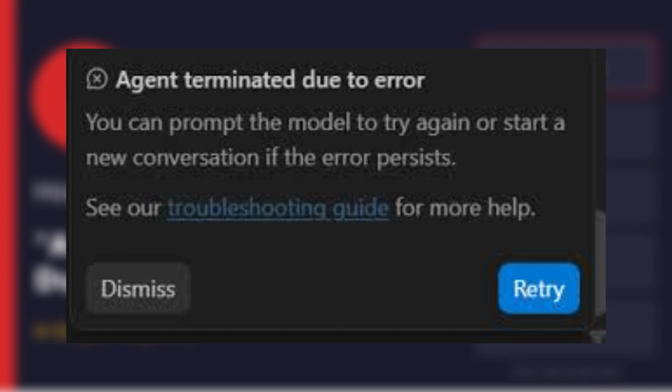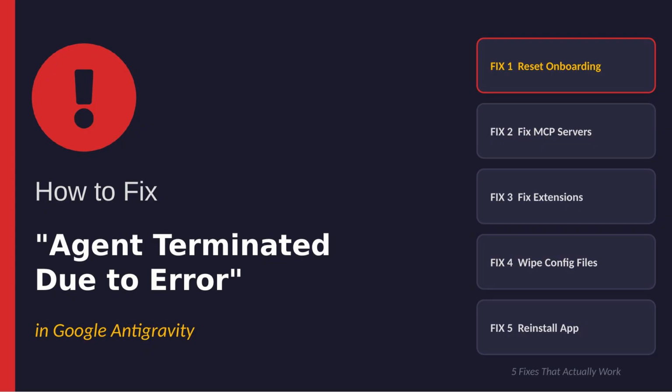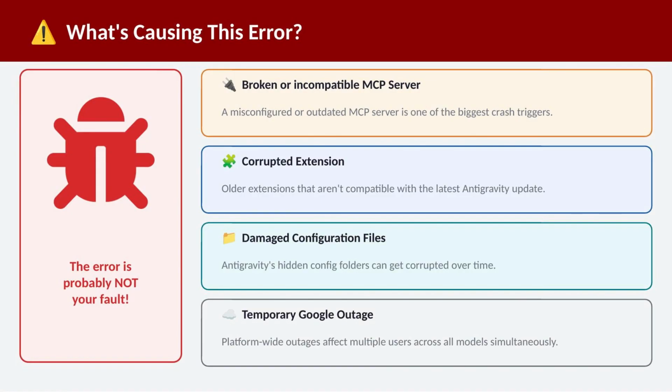The "agent terminated due to error" message in Google Antigravity is a common issue affecting many users. This error is typically caused by a broken or incompatible MCP server, a corrupted extension, damaged Antigravity configuration files, or a temporary outage on Google's side. This tutorial outlines several fixes that may resolve the issue.